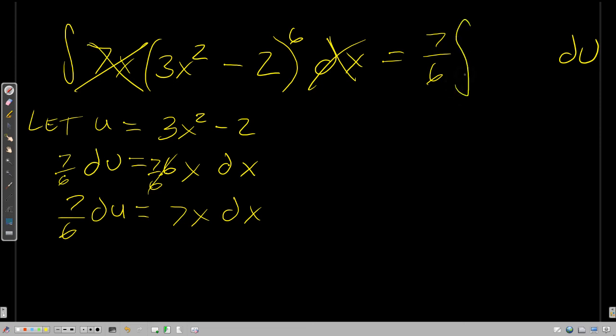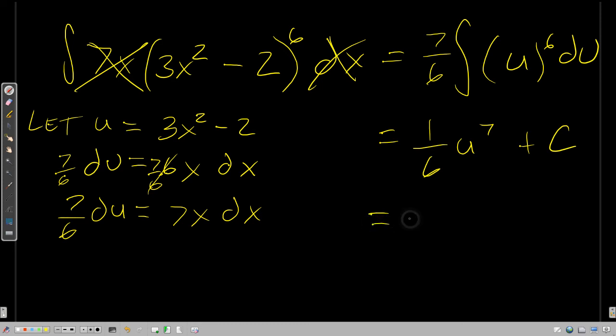Okay, here's my integral symbol. And then it's something to the 6th power. And what is that something? It's just u. So that's going to be u to the 7th over 7. But what was u? U was 3x squared minus 2. And there we are.